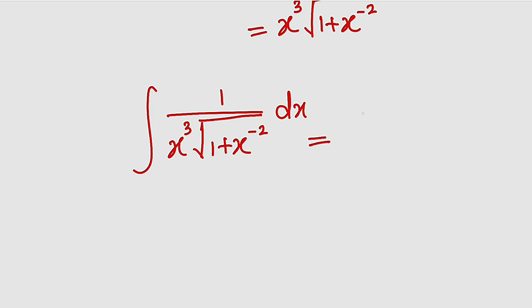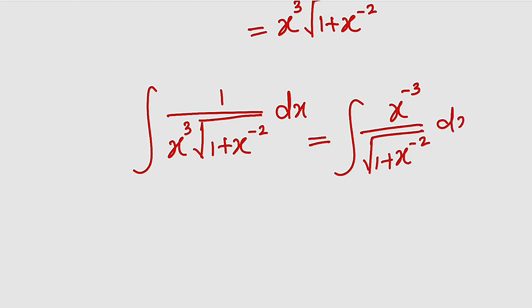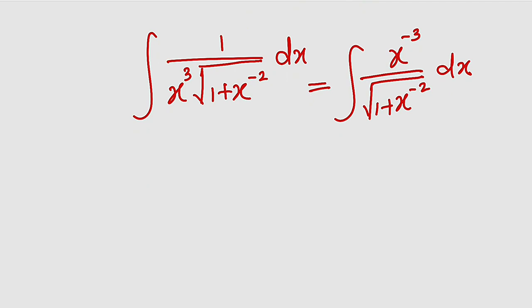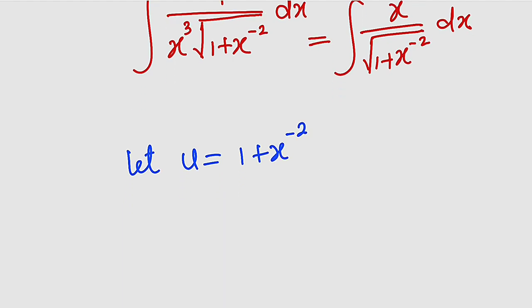So this is the same thing as the integral of x to the power of negative 3, as you take it to the top, divided by the square root of 1 plus x to the negative 2 with respect to x. Now we are free to carry out substitution. I would like to let u be equal to 1 plus x to the negative 2. Now we're going to differentiate both sides.